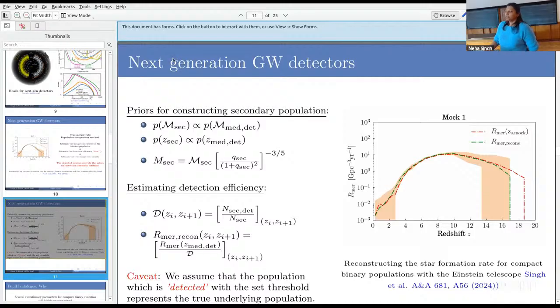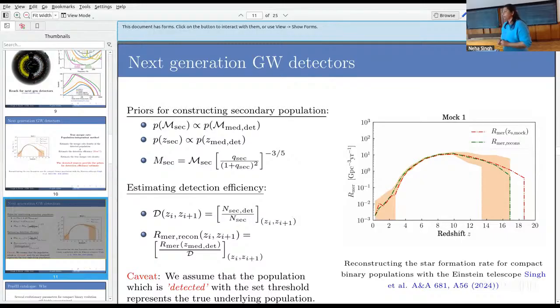So we constructed this secondary population, making these assumptions, and then we calculated, if this is the population, how many will we lose? This is how we calculated the detection efficiency, that is the number of binaries detected divided by the number of binaries that were originally there in this redshift bin. So dividing the detected merger rate density by this, you can get the true merger rate density. We were able to show that with this algorithm, even though you lose a bulk of binaries, you are still able to reconstruct the true merger rate density up to a very high redshift.